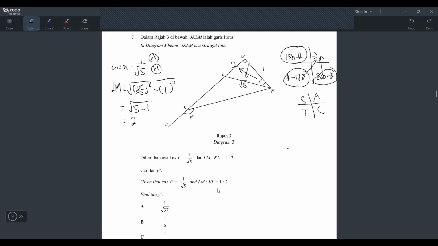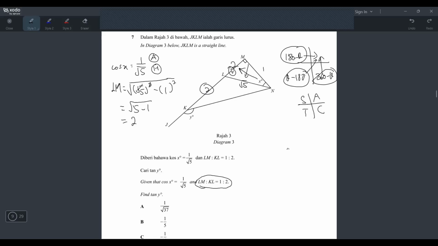Okay, now we see what else they say. LM to KL ratio is 1:2. So for LM, the ratio is 1, so I have to write 1 and circle it because it's a ratio. And then KL is 2. So for KL, I have to write 2 and circle it. Because it's a ratio. Ratio means it's not the actual length. It's like a fraction. All right.